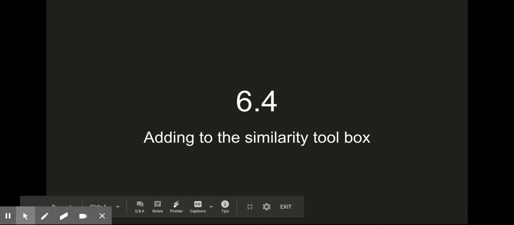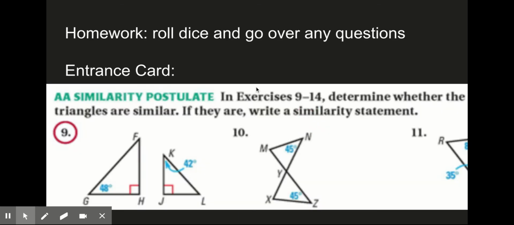Alright guys, this is gonna be the last video I make this year for chapter 6. We're gonna add to our similarity toolbox. So we discussed angle-angle, which is really angle-angle-angle, but us math people were like, well, we don't really need to know that second one because of the third angle theorem, so I'm not gonna talk about it. But there's more we can do.